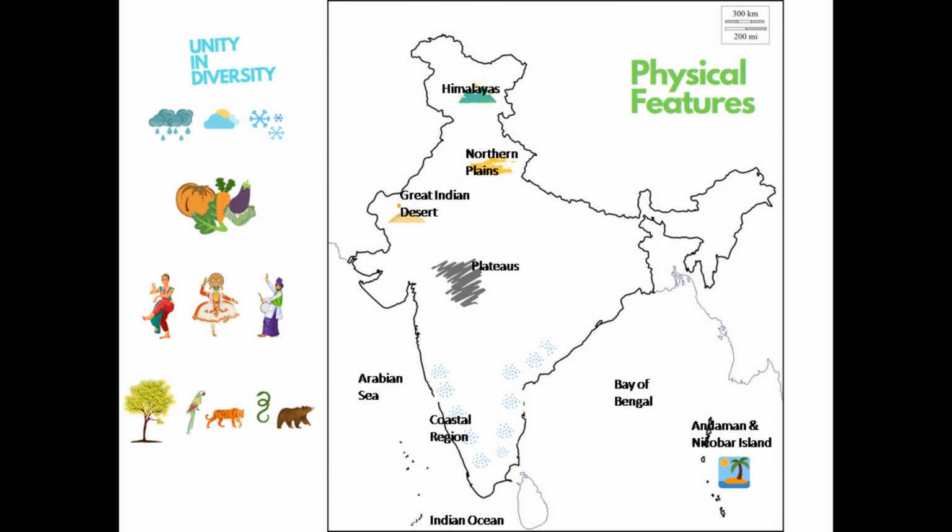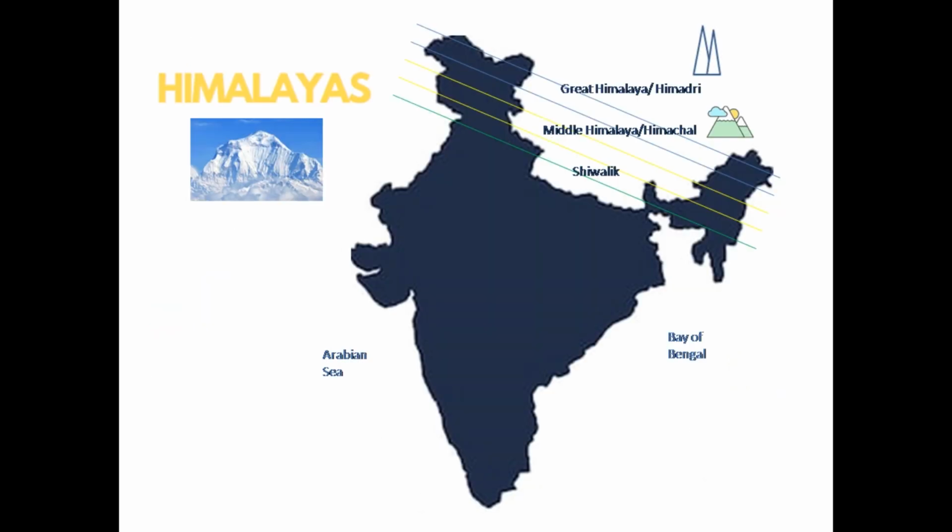Every state has its own language, dance forms, culture, and traditions. Binding the diversities together makes us one nation, thus it has unity in diversity. Now, let's see India's physical features one by one.